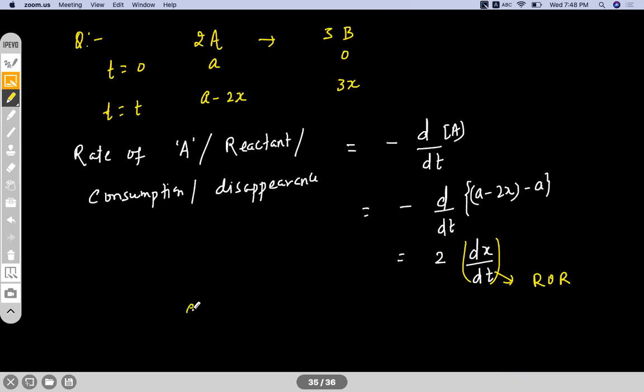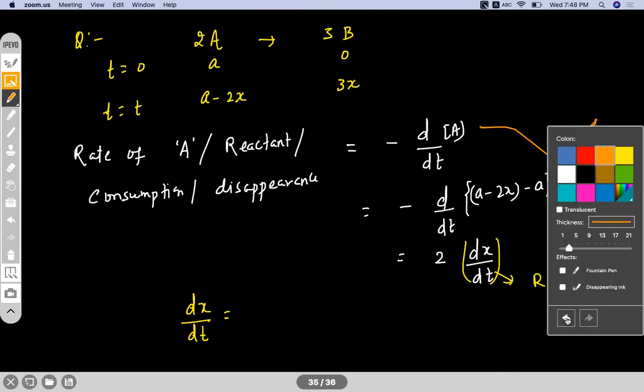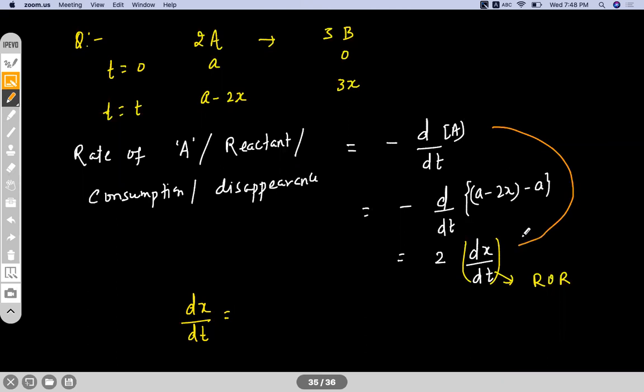So if I find out dx by dt from this, what is dx by dt equal to? You see here, dx by dt is equal to these two expressions. I am considering the rate of the reaction and this. These two I am considering. So dx by dt from this is one by two of minus d concentration of A by dt. You can also write minus one by two dA by dt, but I have written it this way because minus dA by dt is the rate of disappearance of A. Okay.